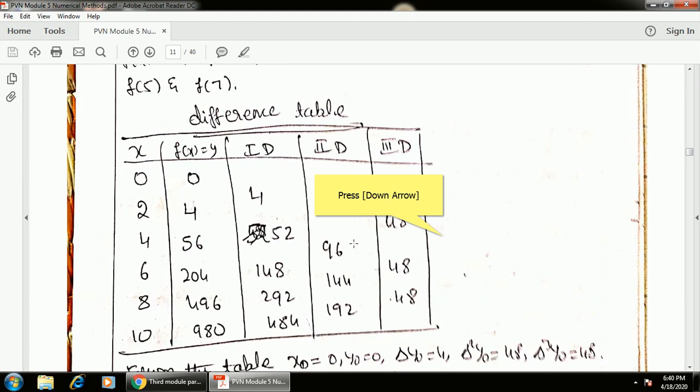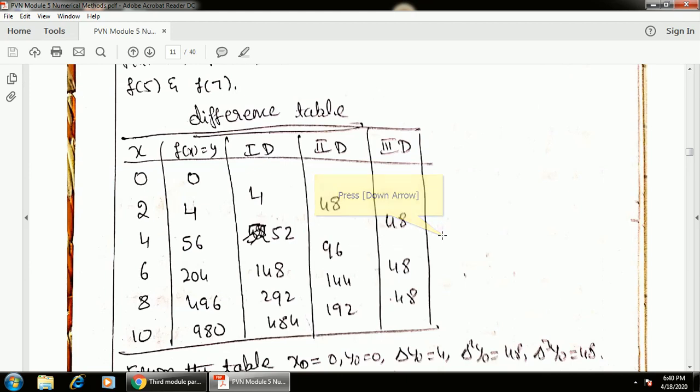Form the differences. 4 minus 0, 4; 56 minus 4, 52; 204 minus 56, 148; 496 minus 204, 292; 980 minus 496, 484. Second order differences: 52 minus 4, 48; 148 minus 52, 96, like this. Okay, third order differences are all constant, no need to find, means common values. If I find the higher order differences, definitely they will be 0, no need to find.